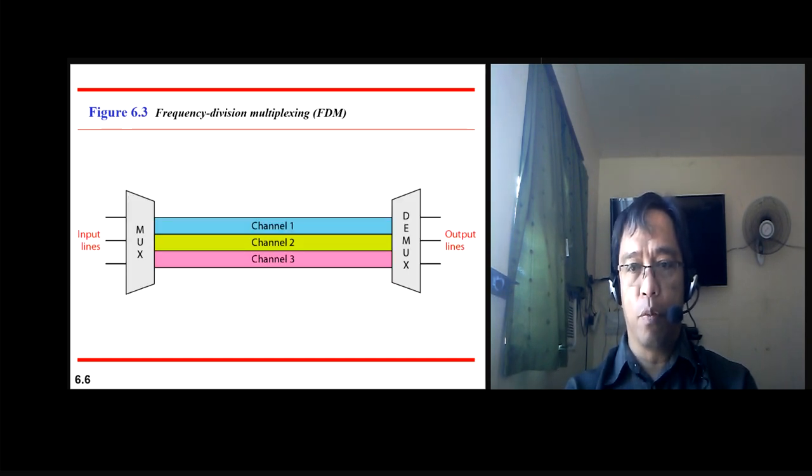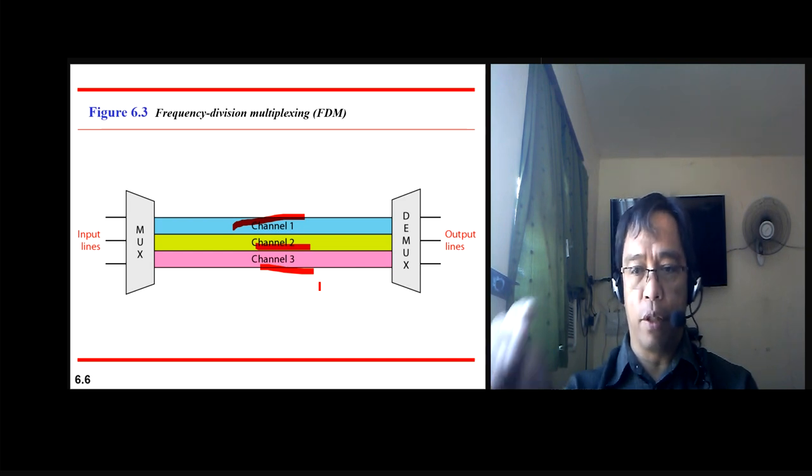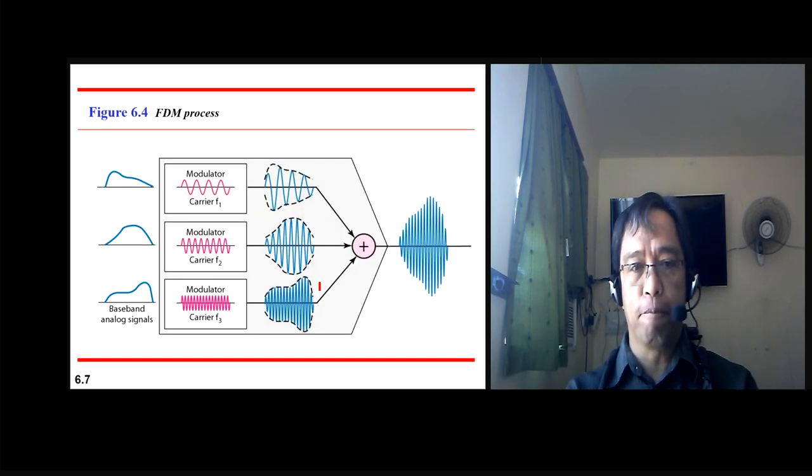In Figure 6.3, a typical frequency division multiplexing illustrates that the transmission path is divided into three parts, each representing a channel that carries one transmission. FDM can be applied when the bandwidth of a link is greater than the combined bandwidths of the signals to be transmitted. Figure 6.4 is a conceptual illustration of the FDM multiplexing process.